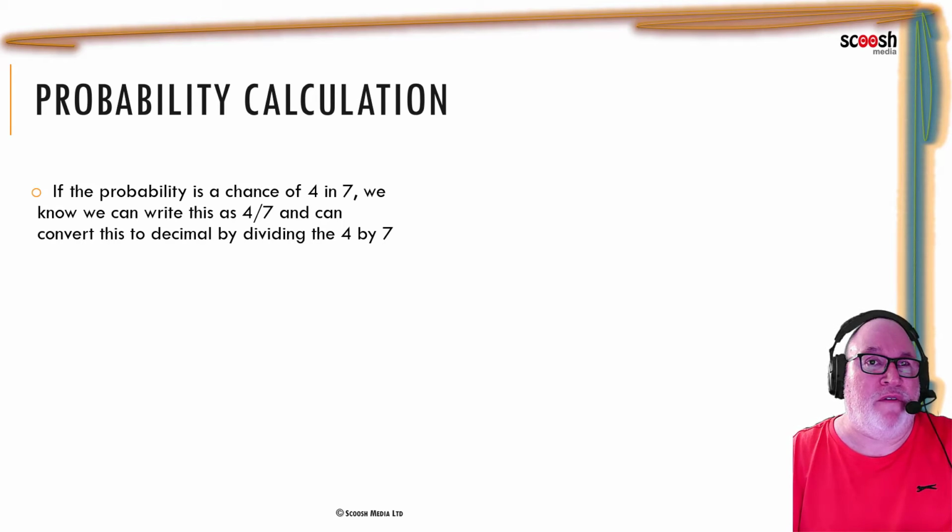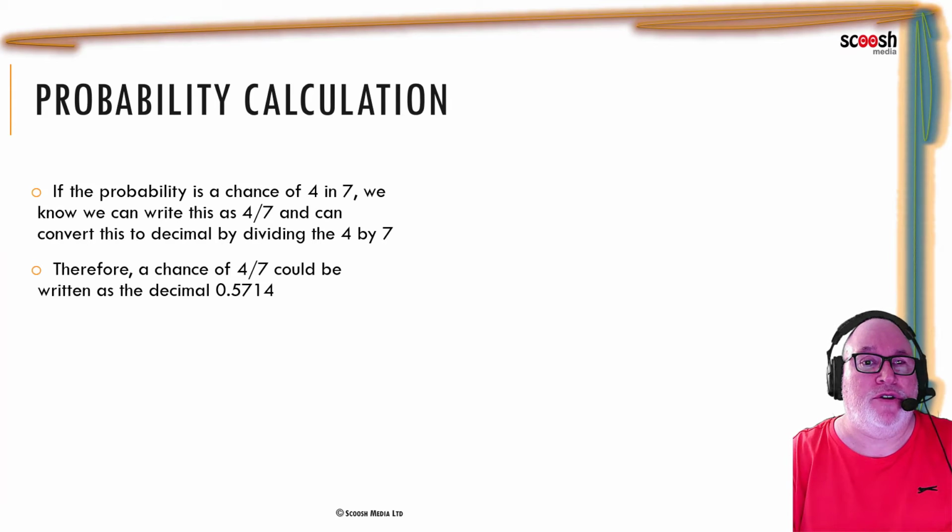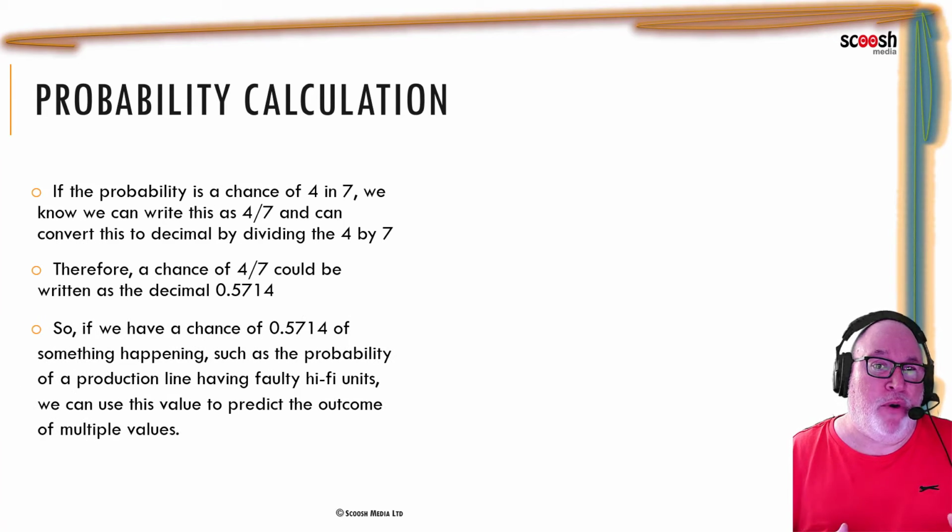So if there's a chance of something happening 4 in 7, well, we can also write that as 4/7, 4 over 7, which is 4 divided by 7. And if we do the 4 divided by 7, it makes it into a decimal for us, and that would be 0.5714. So if we have a chance of 0.5714 of something happening, such as the probability of a production line having, say, faulty units, so maybe hi-fi units or something, so we get a possibility of that. Now that's quite high, that's actually quite high for a production line, you'd be worried about that.